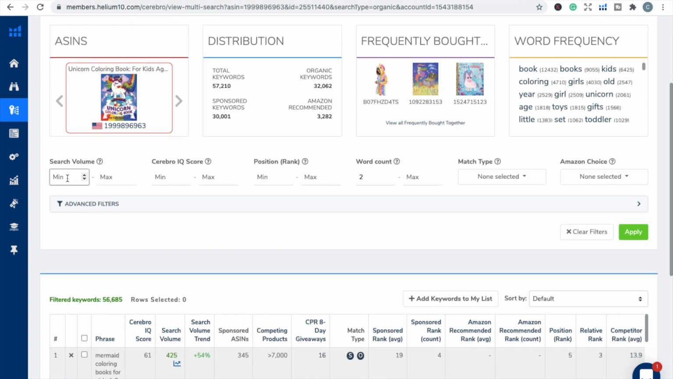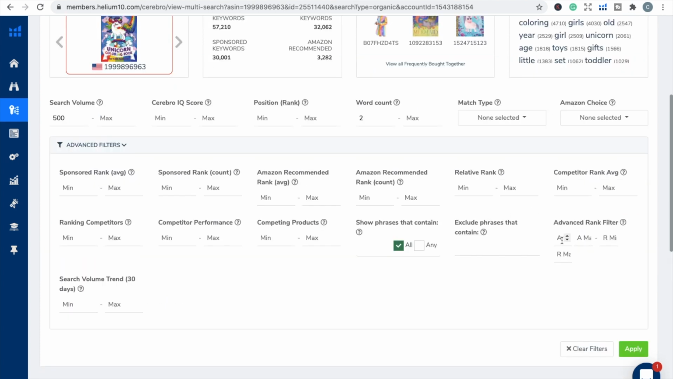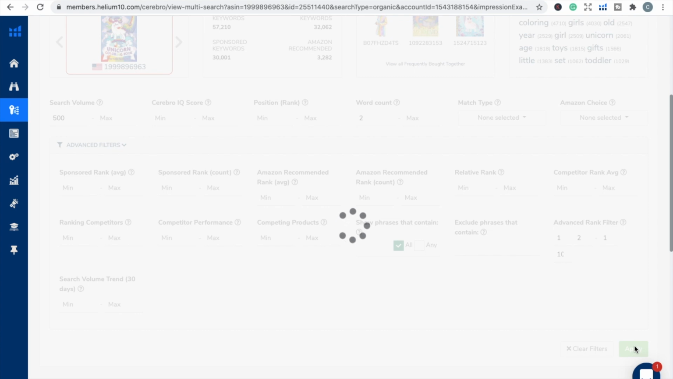So let's say you want to find keywords that are searched for at least 500 times per month, because we want keywords that people are actually searching for, right? And out of those keywords, you only want the ones that have 2 books or less ranking in the top 10 search results. So we pop down here to the advanced rank filter. We're looking for only 1 or 2 books in the top 10 results, and we'll apply that and we will see what comes up, and we'll see if we can narrow down those keywords a little bit to ones that have hardly any competitors.